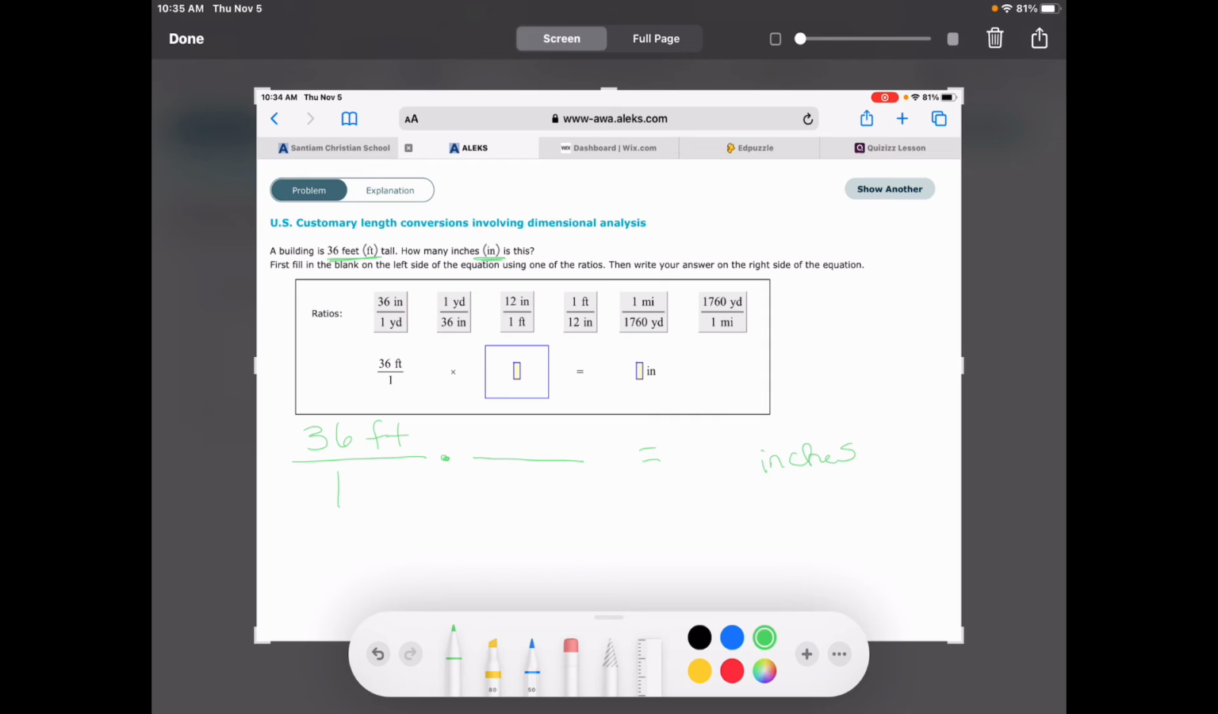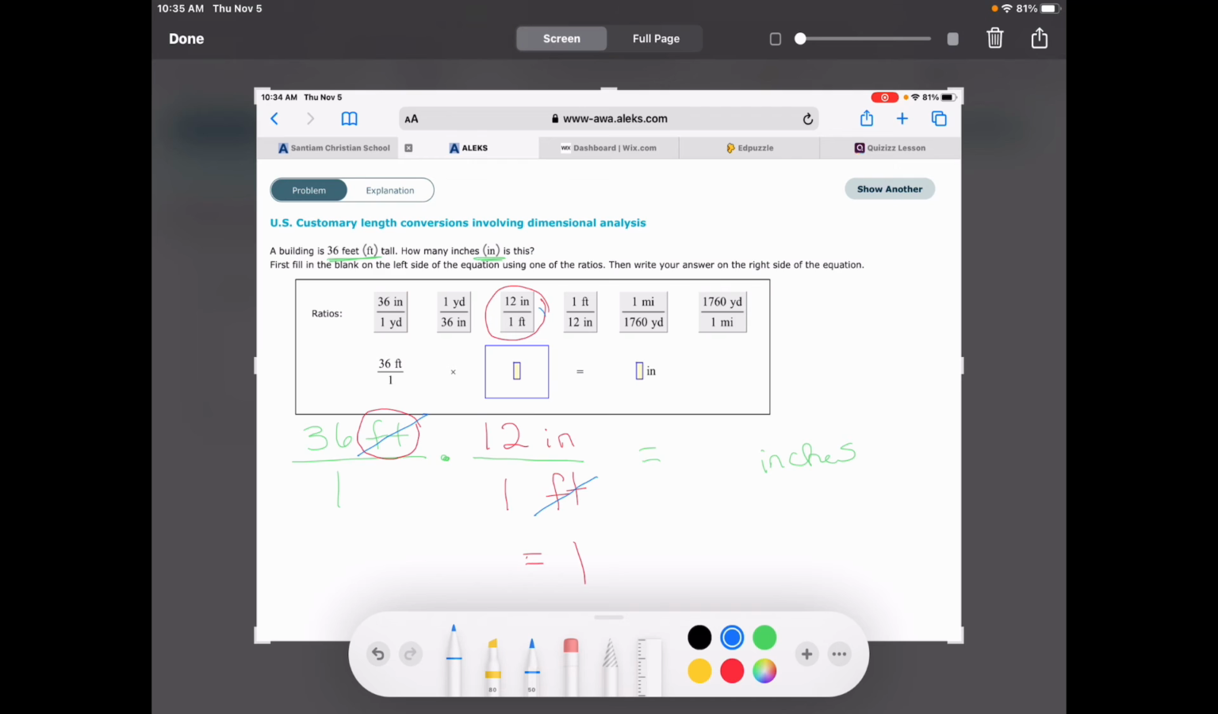If we have feet on the top, we're always going to look for something with feet on the bottom. And we want to get to inches. So we look for feet on the bottom. This one has feet on the bottom. Actually, it's the only one. So I'm just going to choose that. It says that there's 1 foot and 12 inches. Those equal each other, so it's like I'm multiplying by a fraction that equals 1. And the feet are going to cancel with the feet.